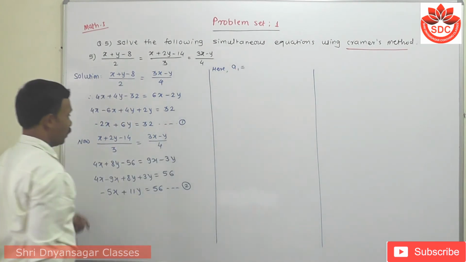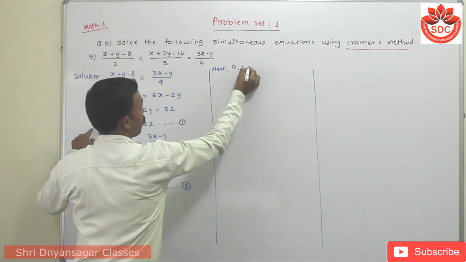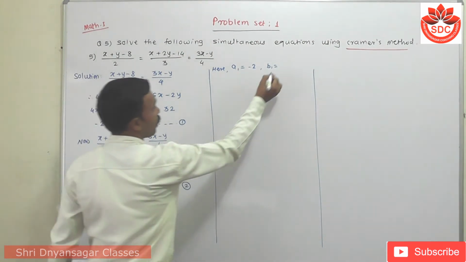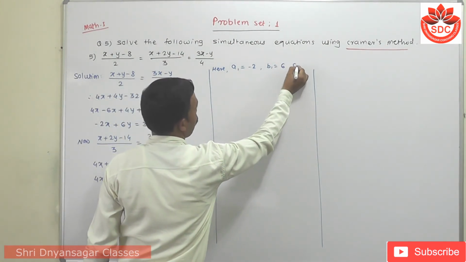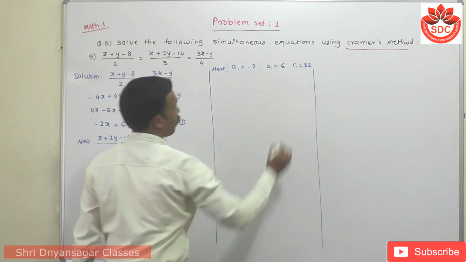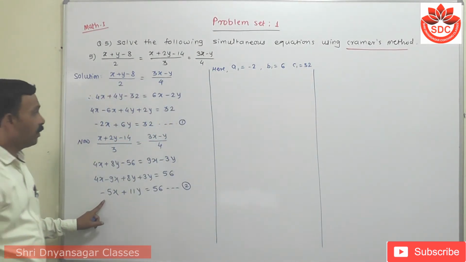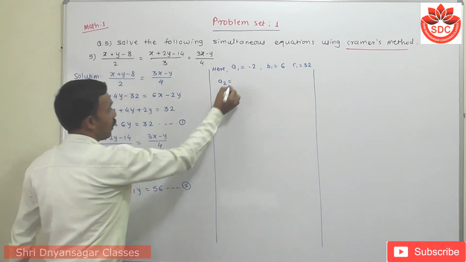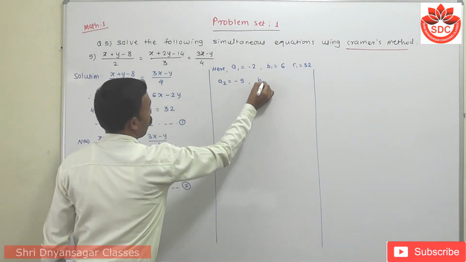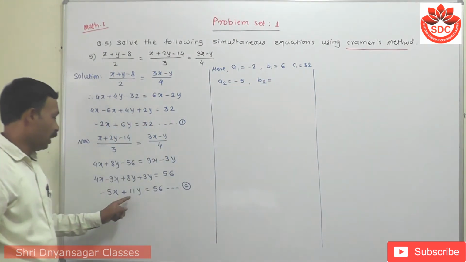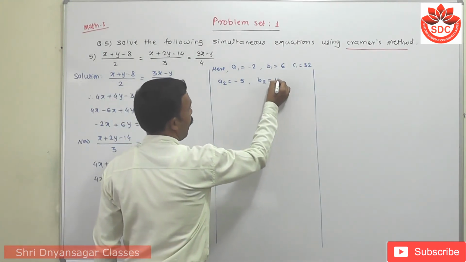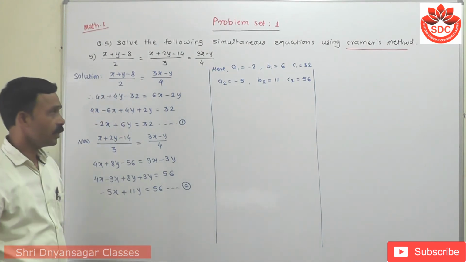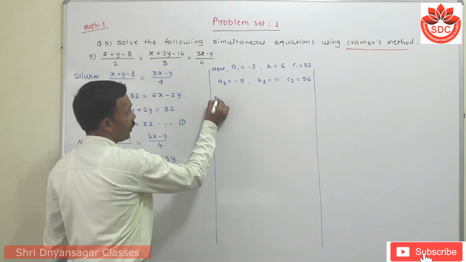So here a1 is equal to minus 2, b1 is equal to 6 and c1 is equal to 32. Then a2 is equal to minus 5, b2 is equal to 11 and c2 is equal to 56. Then we find the value of determinant D.